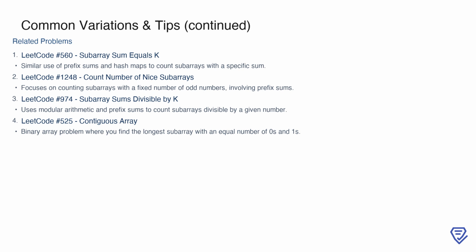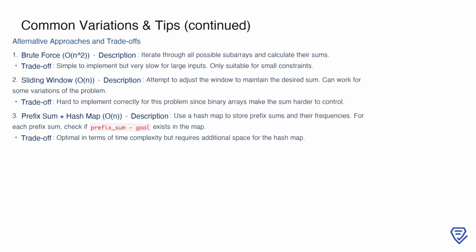These problems share a common thread in leveraging prefix sums to reduce the complexity of counting or tracking specific subarray properties. By practicing these problems, you'll develop a deeper understanding of how to apply prefix sums and hash maps effectively in different scenarios. Now let's consider some alternative approaches and their trade-offs.